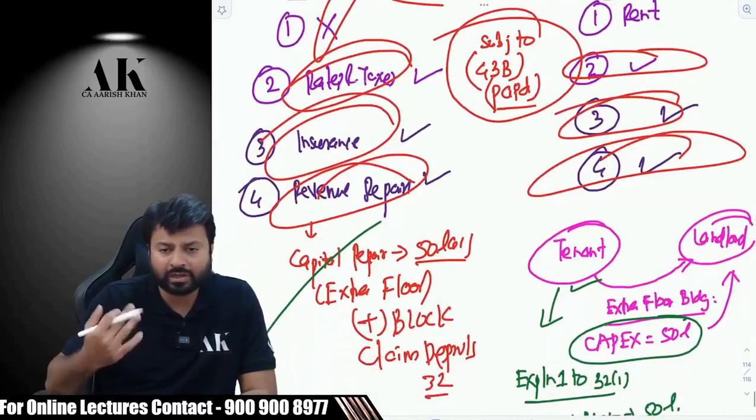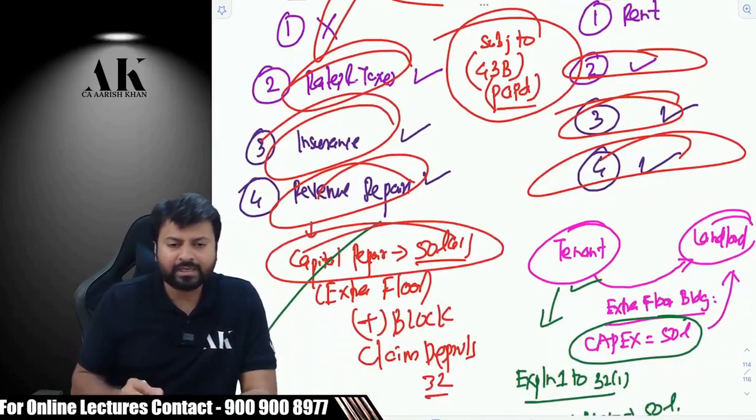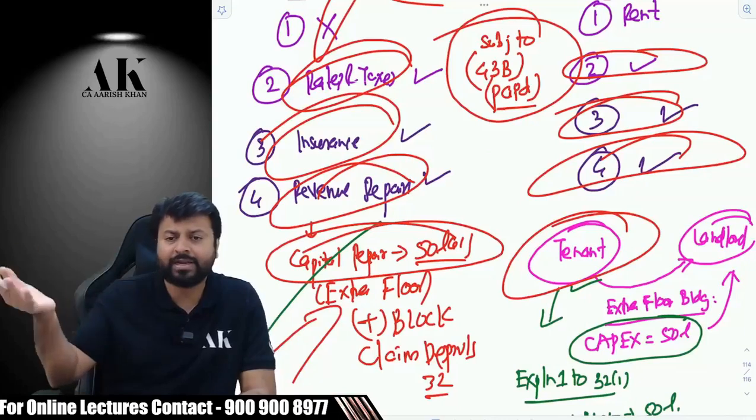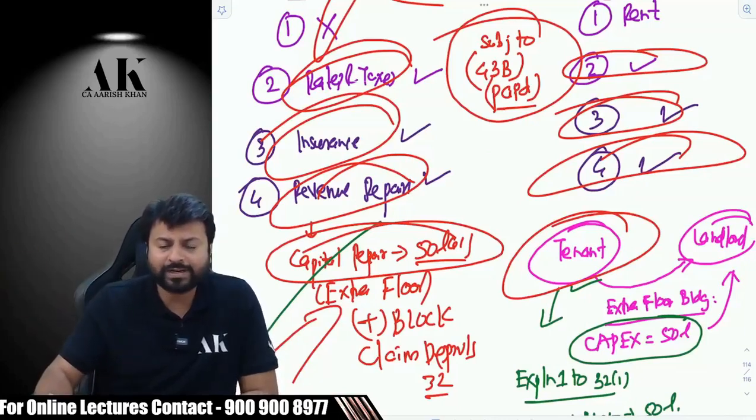Insurance premium allowed. Revenue repair allowed. Whomsoever will incur will get the deduction. Capital repair also allowed in the form of depreciation. If the owner incurs capital expenditure, add to the asset and claim depreciation. If the tenant incurs, do not add to the asset, make a separate deemed building block. And you can claim that as what? As a depreciation under the income tax law.